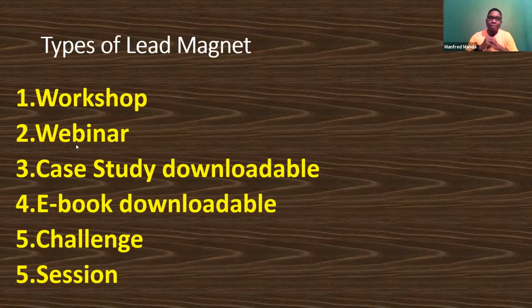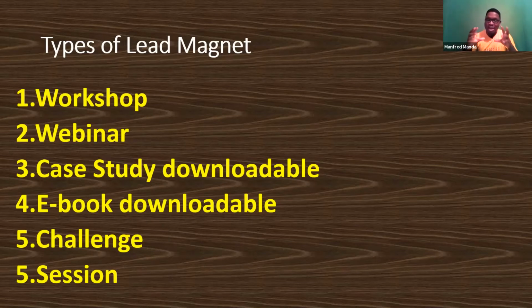So now let's see briefly the types of lead magnet. Your lead magnet can be a workshop, a webinar, a downloadable case study, a downloadable ebook, a challenge, or a session. You can select your lead magnet according to your traffic or the leads that you want to target. So if your lead loves more workshops or webinars, you can target them by using a workshop or webinar respectively.